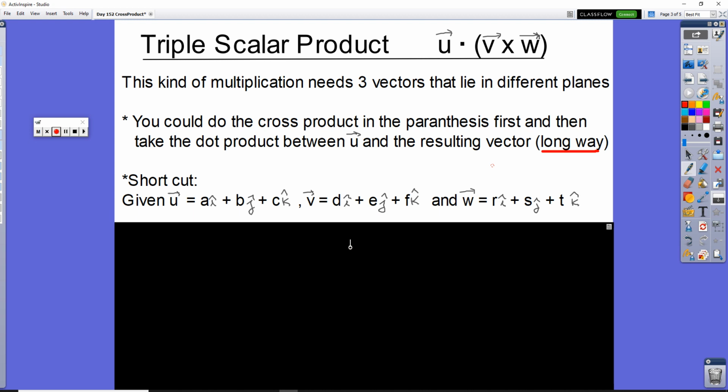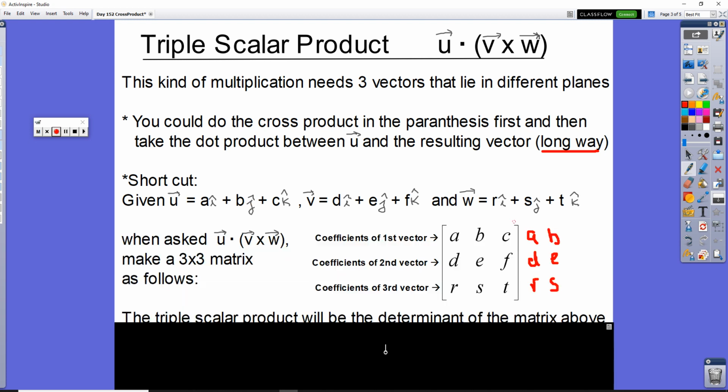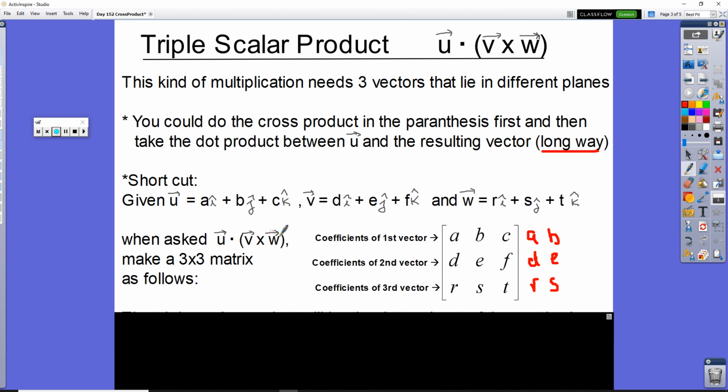The shortcut to doing this is, somebody gives you these three vectors, u, v, and w, with these components. You can just create a 3x3 matrix, putting the first vector's coefficients, so in this case vector u was the first one in front of the dot product. You take its coefficients, a, b, and c, and you put them across your top row. You take the middle vector, in this case v, its components are going to go across the middle row, d, e, f. And last but not least, whatever vector is last in this cross product, in this case w, its coefficients, r, s, and t, are going to go across the bottom.